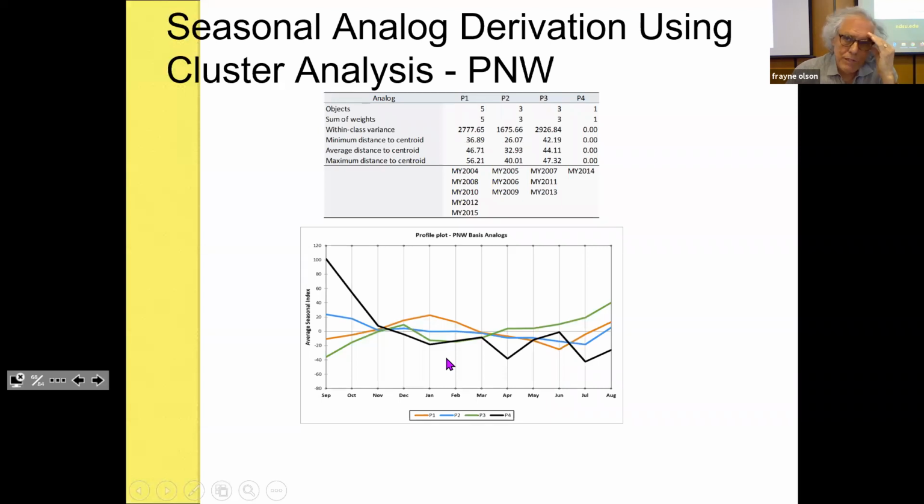Sometimes people like Frayne will talk about long crops have short tails, short crops have long tails. We call that seasonal analogs. What this shows is the PNW, and up above shows the years that are most common, which are these years here, 2004 to 2015, and that's P1, the amber colored line. It has a seasonal low in June, July, increases into September, reaches a peak in January and then falls off.